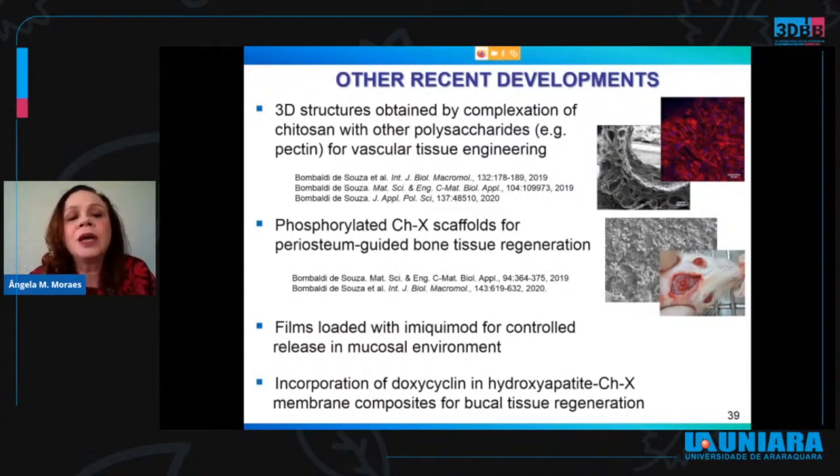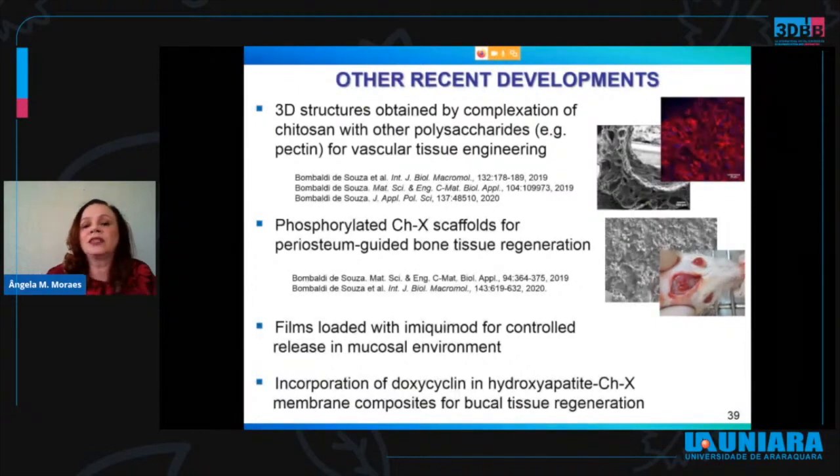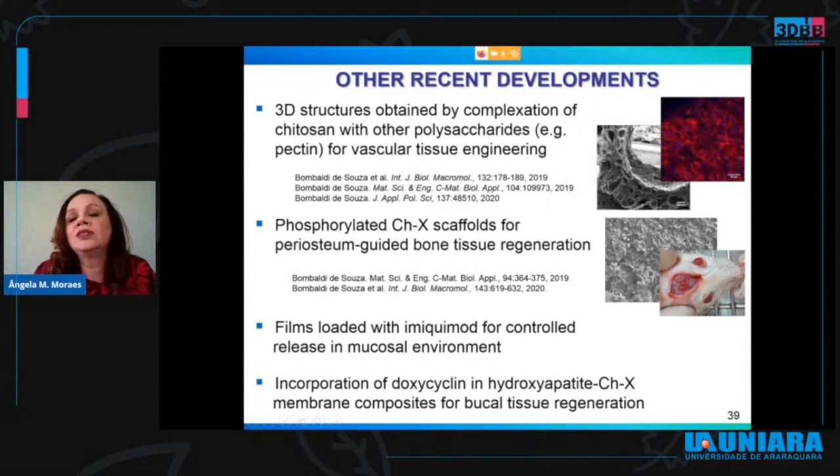So just to finish, a little bit of other recent developments that we have been working on in our lab. We have the study of 3D structures obtained by complexation of chitosan, for instance, with pectin for vascular tissue engineering. So here you can see that we can obtain these materials also in a cylindrical, open cylindrical form in which the cells grow quite nicely.